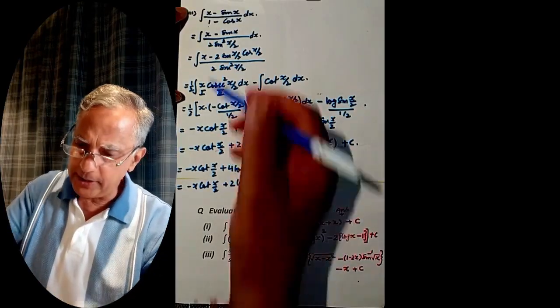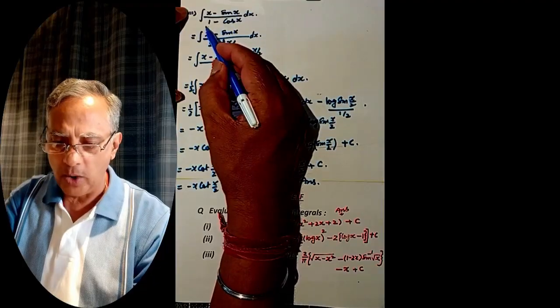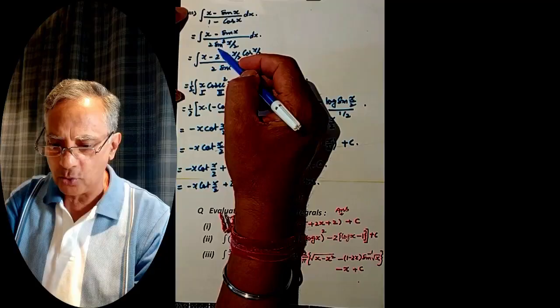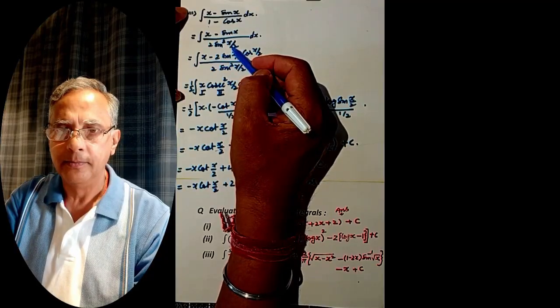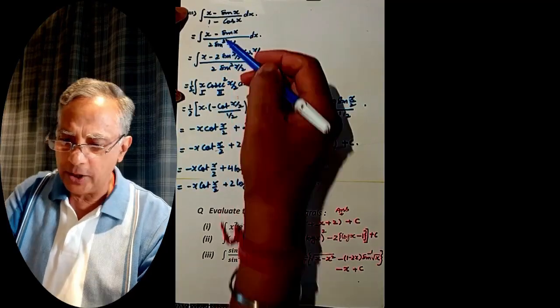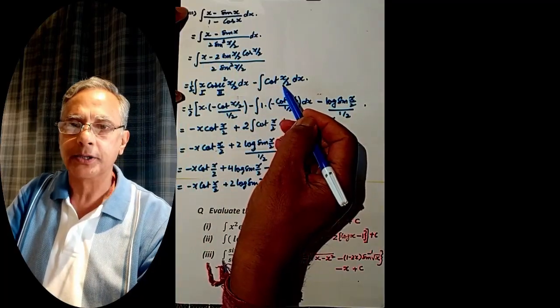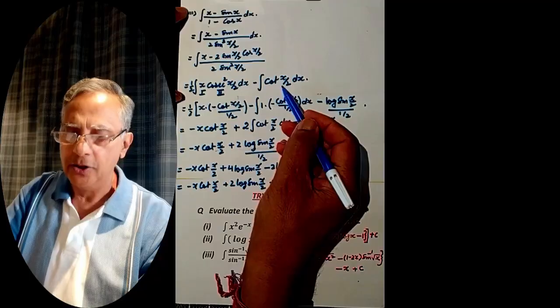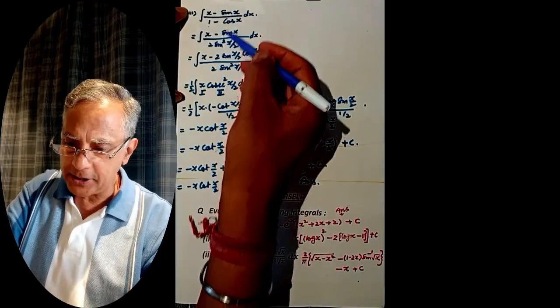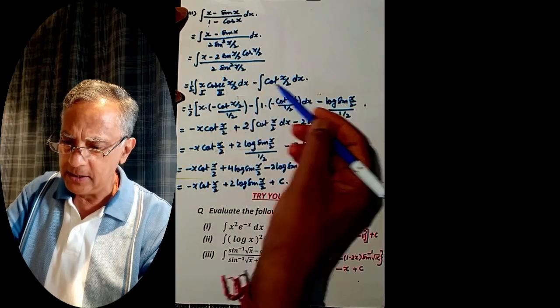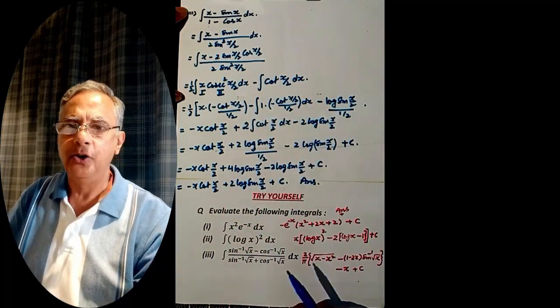So what we note in this question is we had 1 minus cos x in the denominator. We changed it into a single term. By doing so, we could separate this question into two simple questions whose integration is known. We changed this into a single function and then separated this into two integrals whose integration is known.